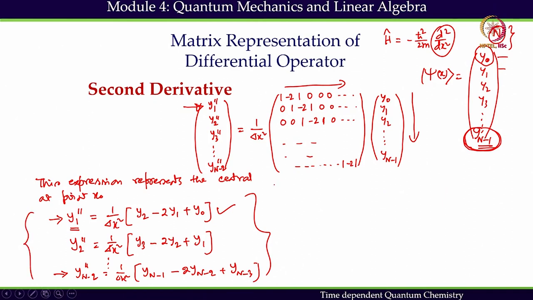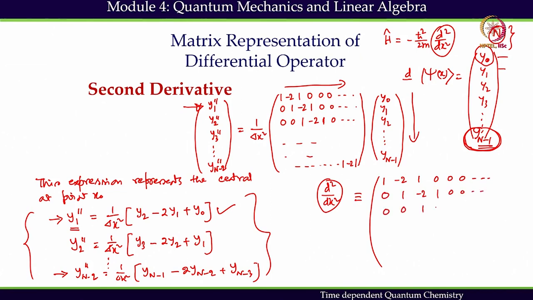The moment I represent it in the matrix form, what I get immediately is the matrix representation of the derivative operator. Because this d2 dx2 operator can be expressed in matrix form in the grid representation as this: 1, minus 2, 1, 0, 0, 0, then 0, 1, minus 2, 1, 0, 0, then 0, 0, 1, minus 2, 1, 0, like this. And we will continue this, and finally we have 1, minus 2, 1, 0, like this.